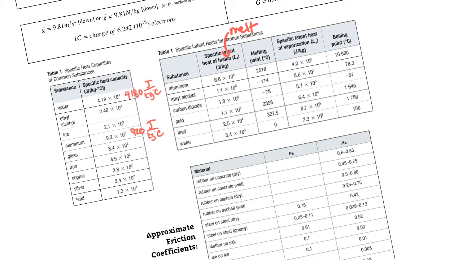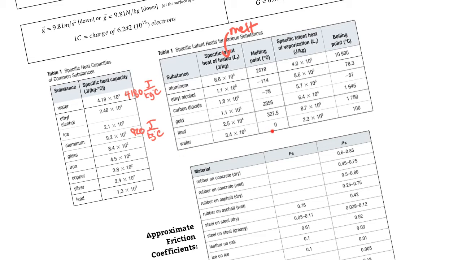And that happens at 2519 degrees Celsius. Then we have here the specific latent heat of vaporization. This is the amount of energy it takes to vaporize it, to turn it into a gas. So aluminum, if you heat it up to 10,000 degrees Celsius, it's going to turn into a gas. And that's the amount of energy it takes.